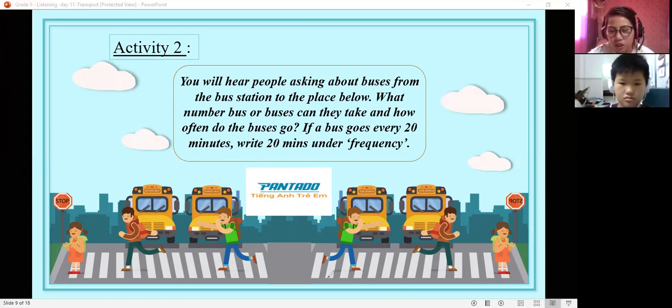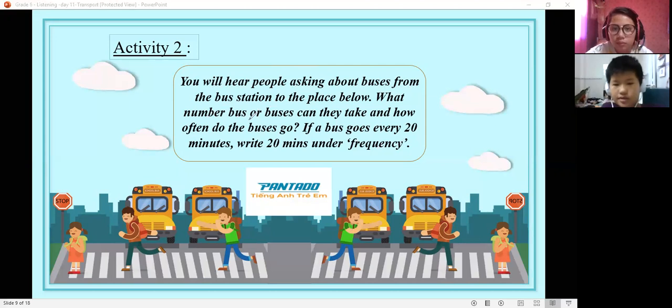Okay, now, Dong, can you read the instruction of activity 2? Activity 2, you will hear people asking about buses from the bus station to the place below. What number bus or buses can they take? How often do the buses go? If a bus goes every 12 minutes, right? 12 minutes under frequency. Okay, again, can you read? Again, because I'm going to check your pronunciation.